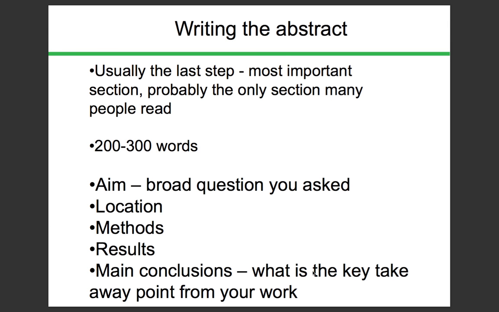So, we've talked about the introduction, the methods, the results, and the discussion. And in the beginning, I mentioned the abstract just briefly. The abstract is usually what is written last or is refined last. I sometimes make a draft in the beginning just to get myself oriented in how I think the narrative of the paper is going to flow. So writing the abstract is usually the last step. It's the most important section and probably the only section that many people will read. It should be 200 to 300 words. We should get in a sentence your aim, the location, brief methods description, the results, and the main conclusions. What's the key take-home from your work? And that should fit in the last sentence.